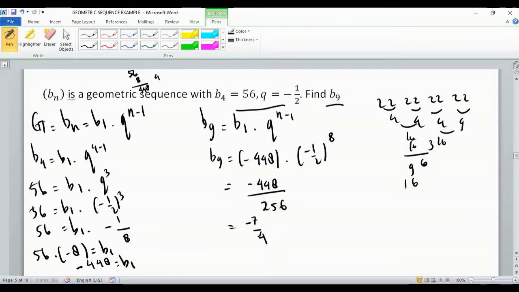So maybe you think, oh, why is this one so hard? No, we have an advanced formula. So you don't need to worry about finding the first term first. But after this, I will explain how to answer this question with the advanced formula.